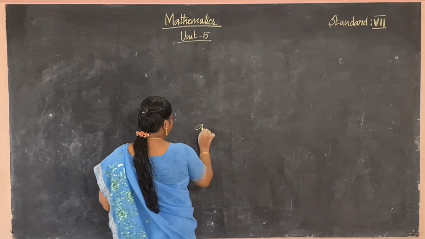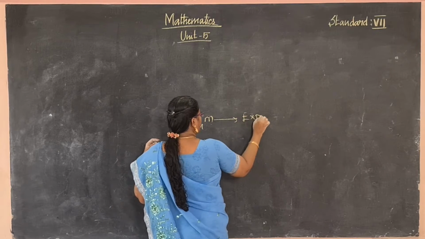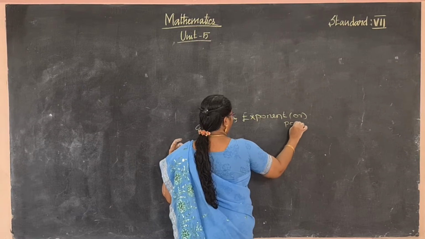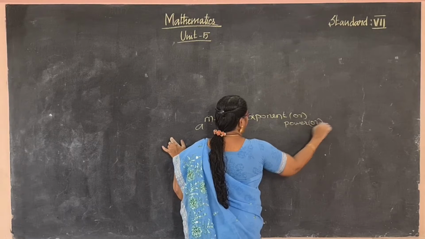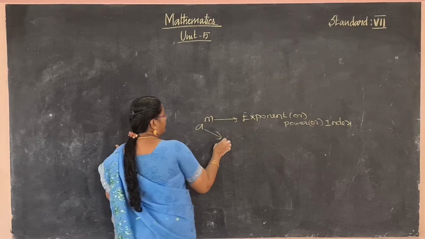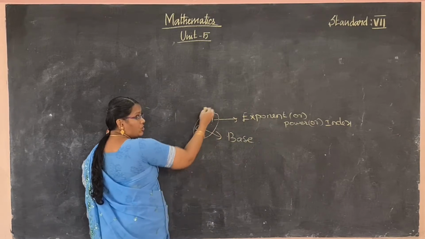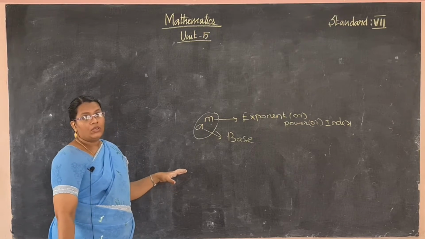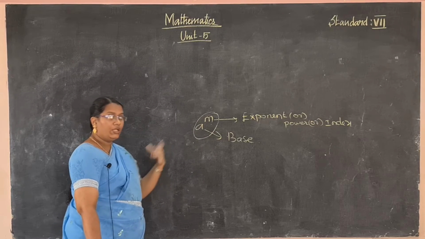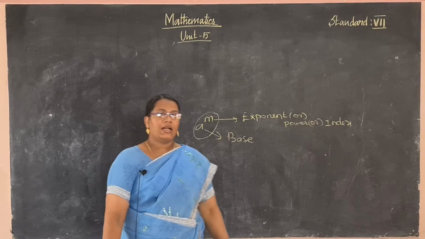A power m. Here m is called the exponent, or power, or index, and a is called the base. How can you read it? A raised to the power of m. How can you write the general form in the exponential form? These are all we have learned in the previous class.